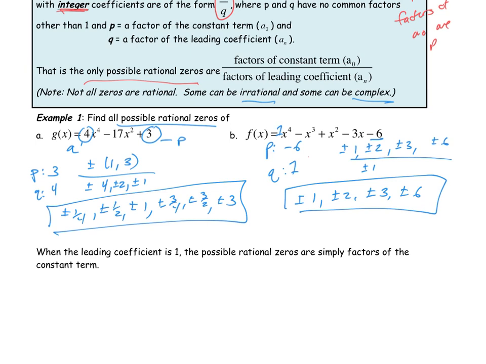So we can conclude that when the leading coefficient is 1, the possible rational zeros are simply factors of the constant term. This is actually going to simplify our work in some instances, because if the leading coefficient is 1, that means q is 1. So the possible rational zeros are simply factors of the constant term, because we're just dividing by plus or minus 1.